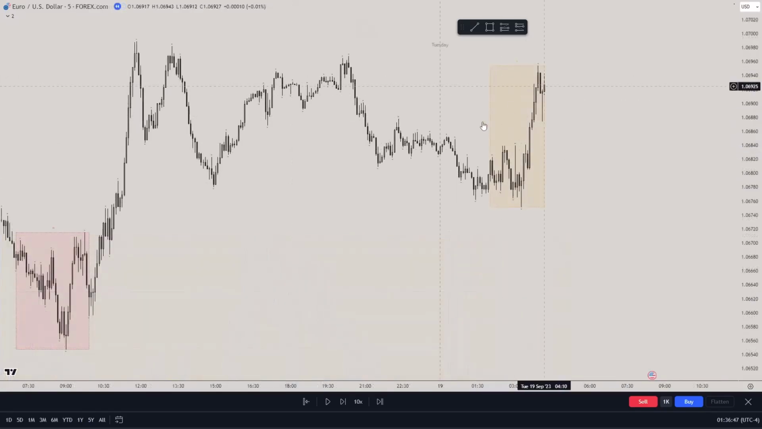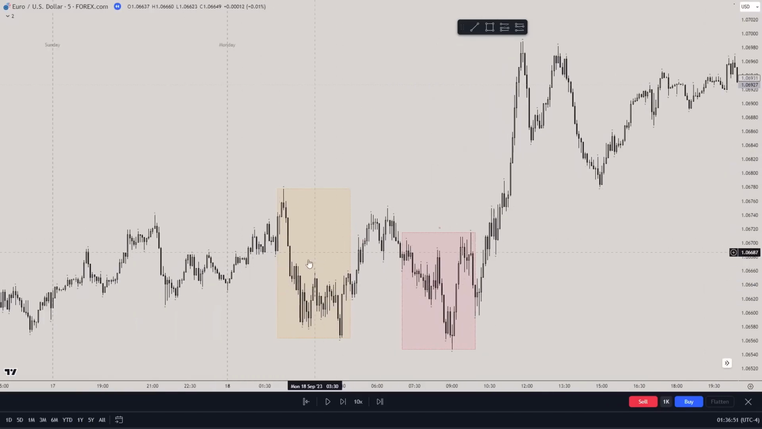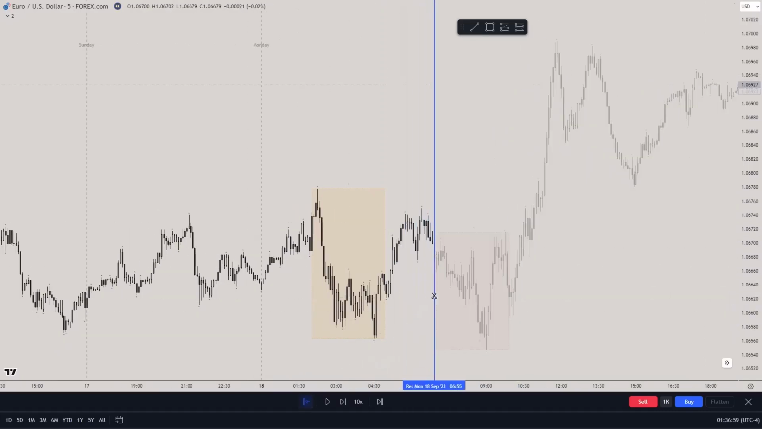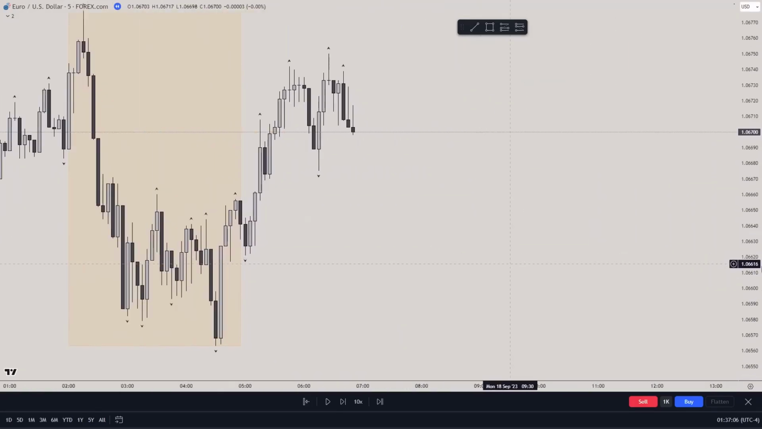So after we looked at this London session right here, if we just go to the left, this is the London session, let's try New York for now. So I'm gonna go just before New York starts like this, and let's take a look at the price action right here on the 5 minutes. So what do we see here?